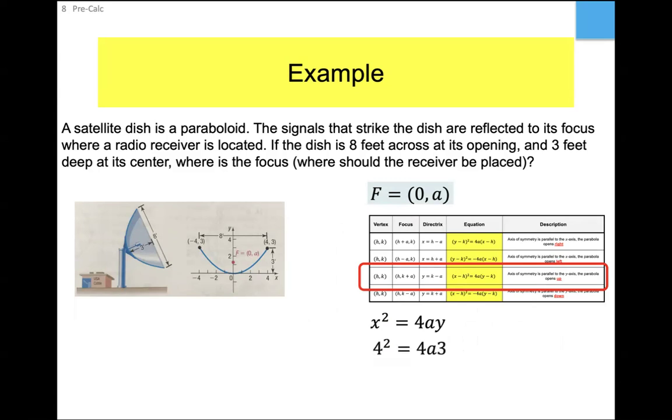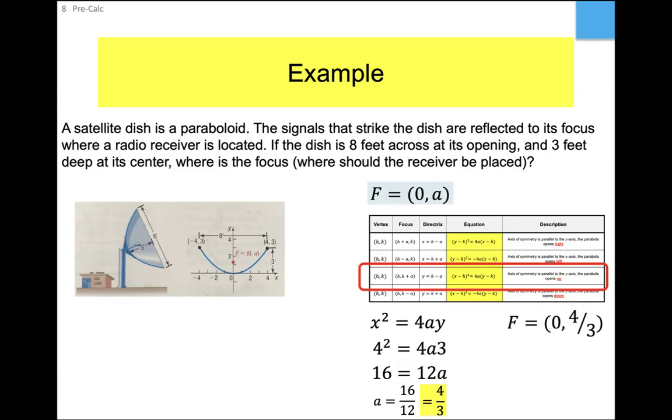We know that the A value is 3. So therefore, 4 squared is 16. 4 times 3 is 12. Divide both sides by 16. So we get 4/3. So A is 4/3. So the focus is at 0, comma A. So 0, 4/3.